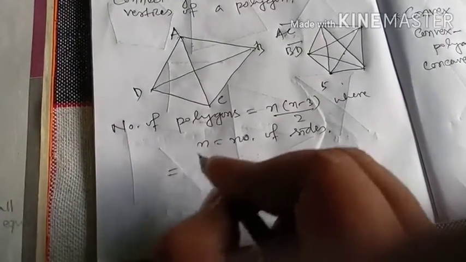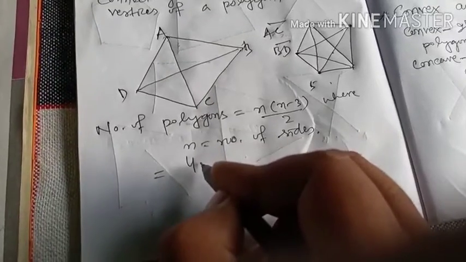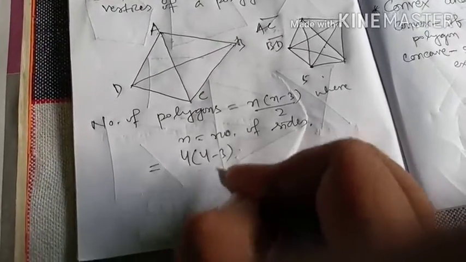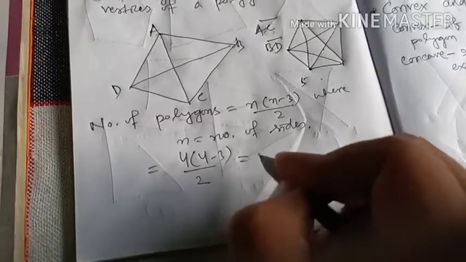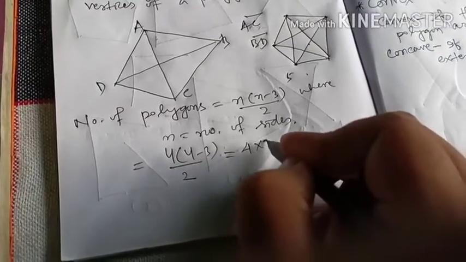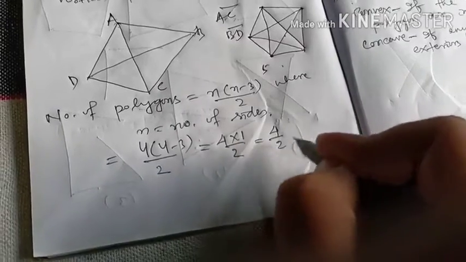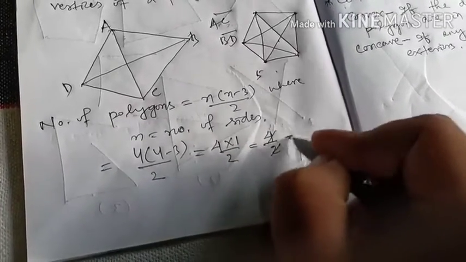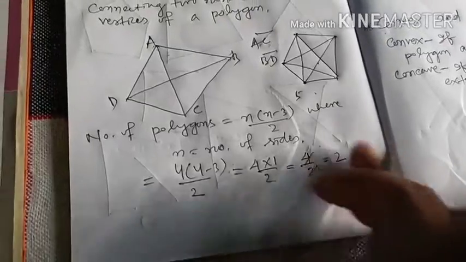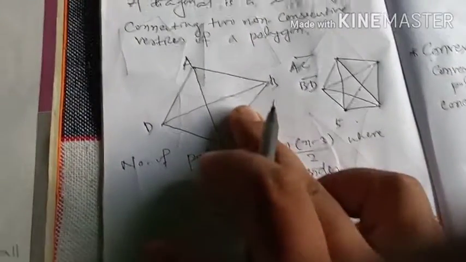If we apply this formula, it will be 4 into 4 minus 3 divided by 2. You know 4 minus 3 is 1, so 4 into 1 by 2. Again 4 into 1 is 4 by 2. If we reduce it, we will get 2. So the number of diagonals in a quadrilateral is 2.